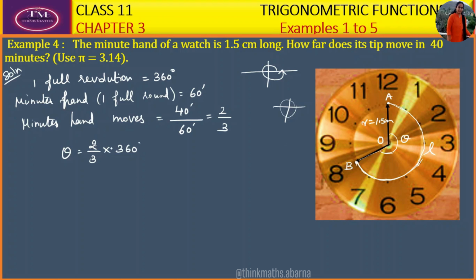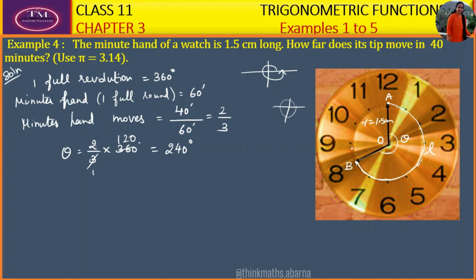So it will be 2 by 3 into 360. What is 2 by 3 into 360? 1 3s are 3, 2 3s are 6, 0. So 2 into 120 is 240 degree. Now we have theta in degree.